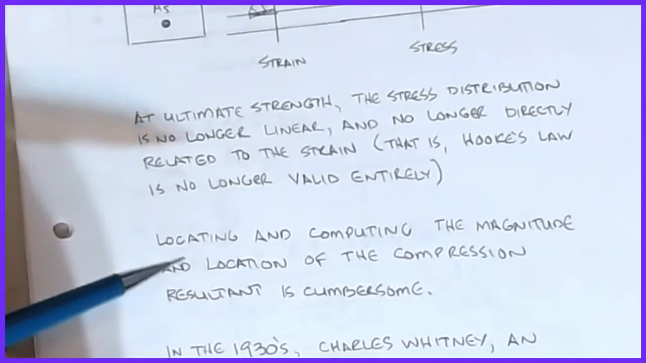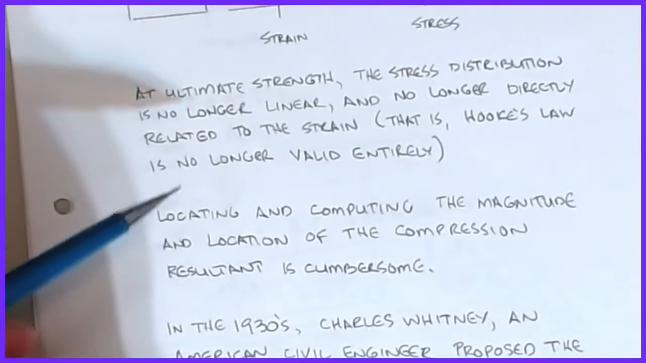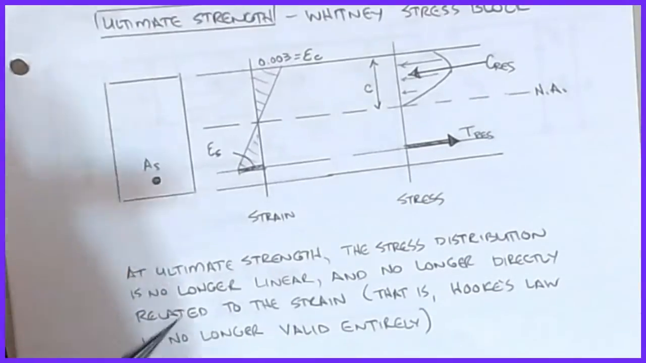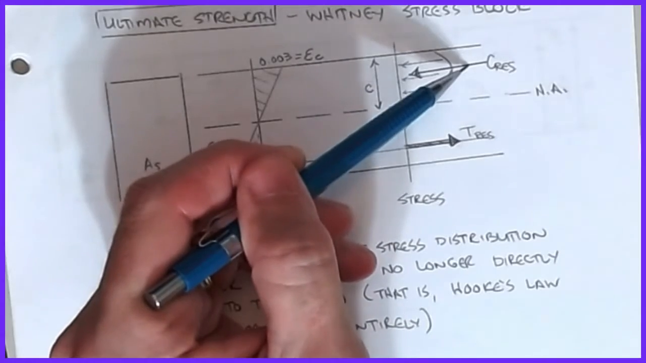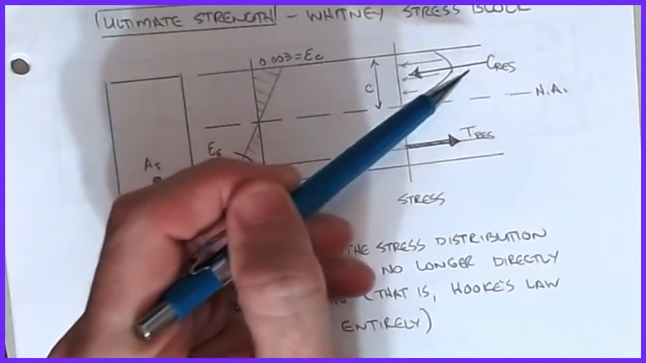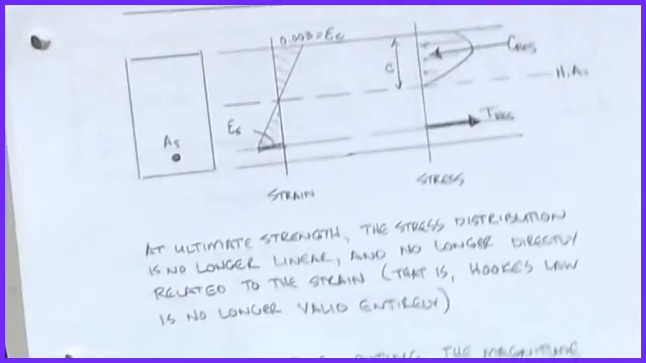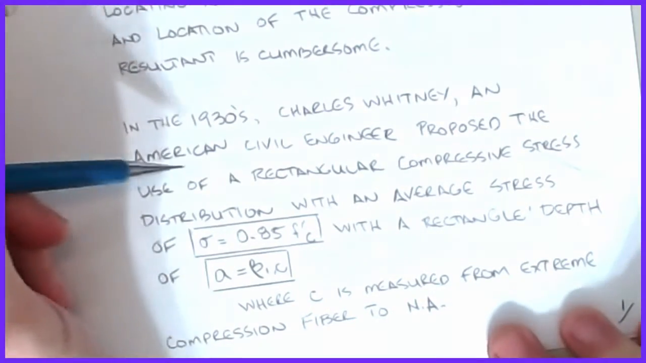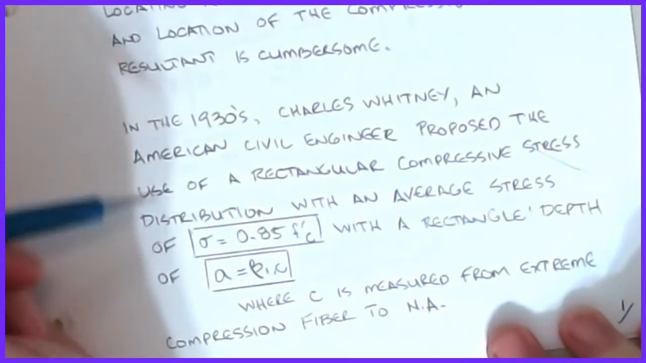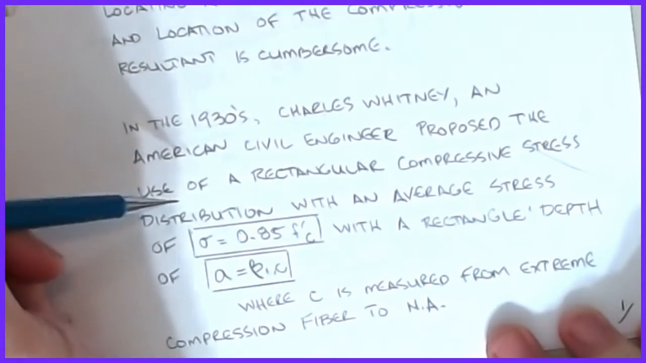It's just not valid. The difficulty we had is that I can find this by integrating the area, but where the heck is it located? That's the challenge. So what happened in the 1930s is that Charles Whitney, an American civil engineer, proposed the use of a rectangular compressive stress distribution with an average stress.